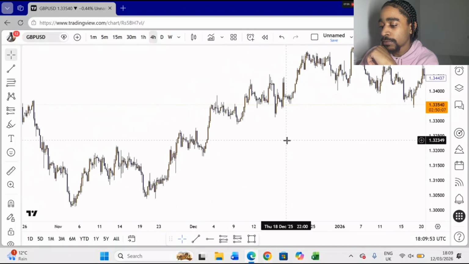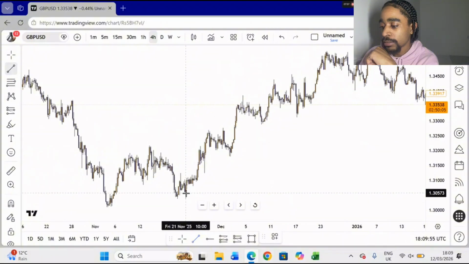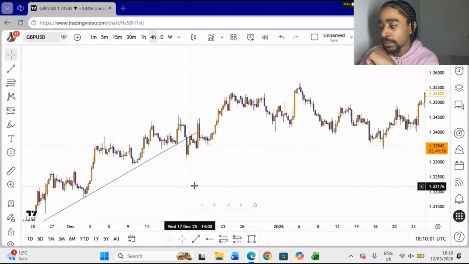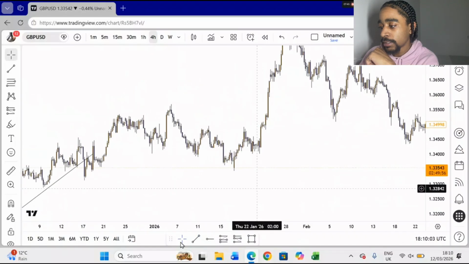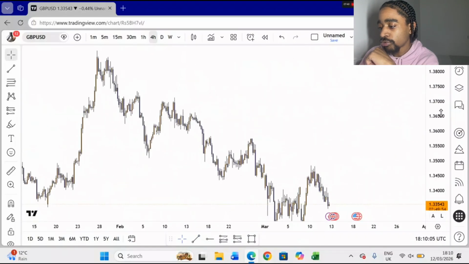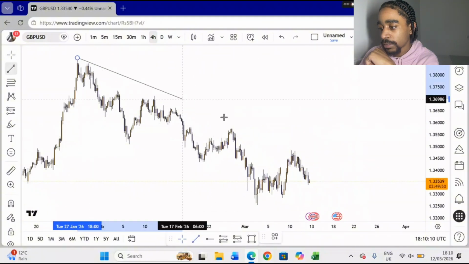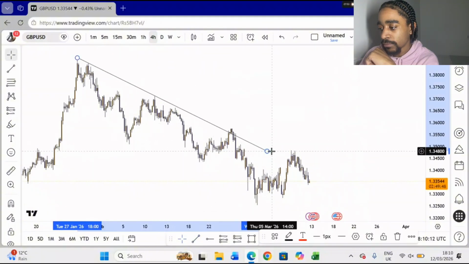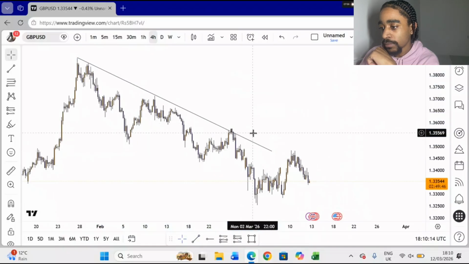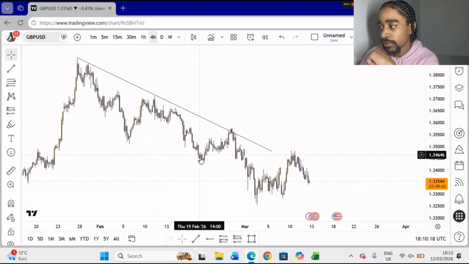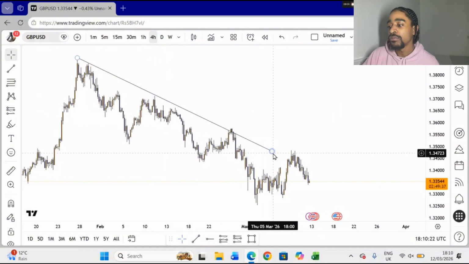Like I said before, in an uptrend, so when price is moving higher, the trend line is classed as support, and then in the downtrend, when price is moving lower, it is classed as resistance. So price keeps on moving lower, hits the trend line, classes it as resistance, moves lower, hits the trend line again as resistance.